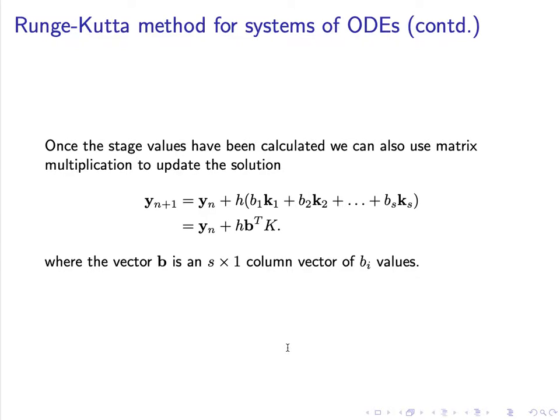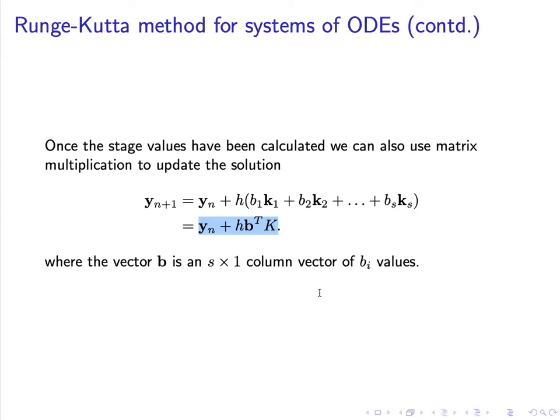Okay, so once the stage values have been calculated for an implicit Runge-Kutta method, that's quite straightforward. We now have the updating of our vector yn plus 1, and if we expand out the summation, we have b1 times the vector k1 plus b2 times the vector k2, etc. Or we can rewrite this summation as the transpose of our b vector multiplied by our K matrix. I should say that the vector b is assumed to be an s by 1 column vector of b values.